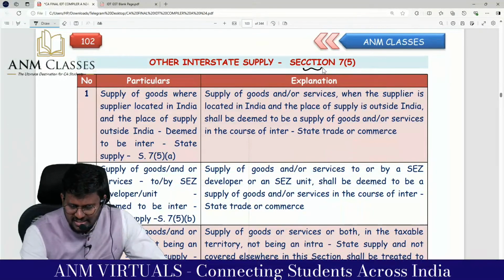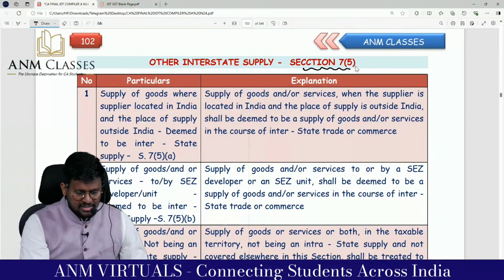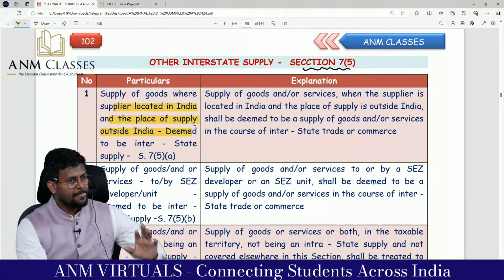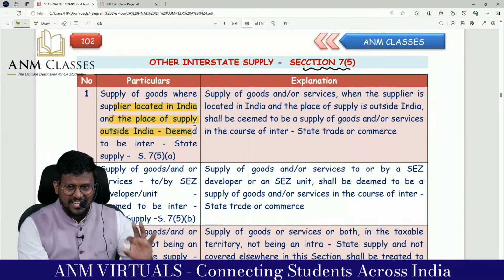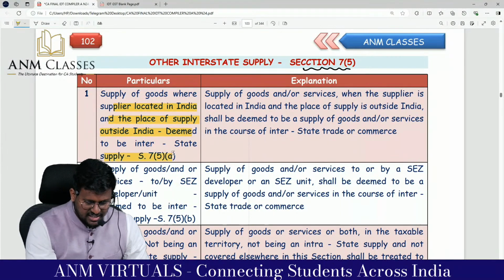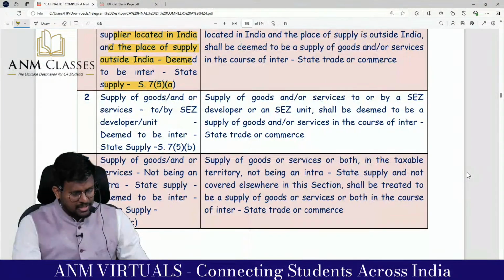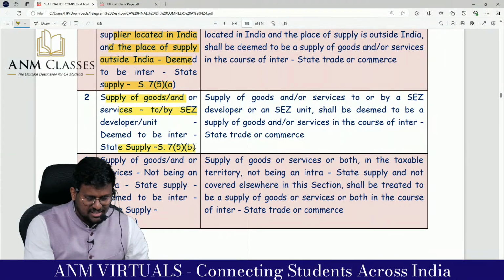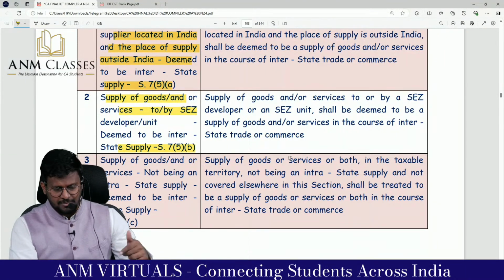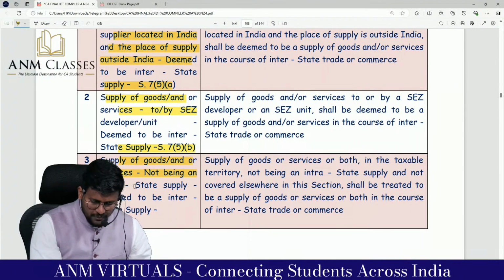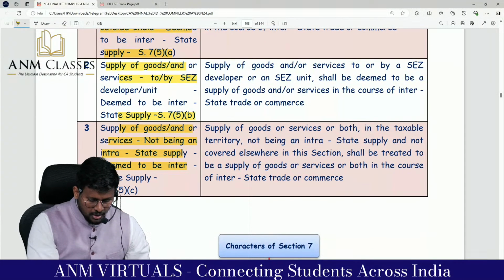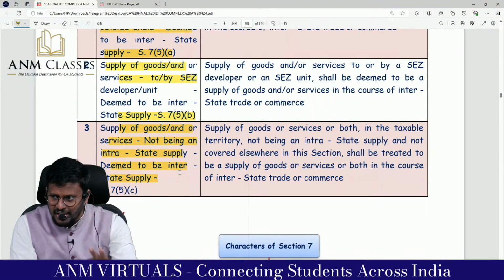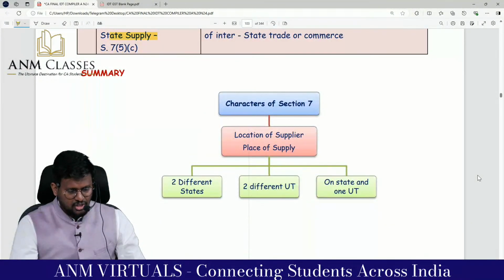We have other interstate supplies as per 7 subsection 5. Supply of goods where the supplier is located in India and the place of supply is outside India, that means it's an export. Whether it is export of goods or export of services, it is an interstate supply as per section 7 subsection 5. Supplying to or from an SEZ is an interstate supply as per section 7 subsection 5. Supply of goods or services not being an intra-state supply is deemed to be an interstate supply. Any supply which is not an intrastate supply is an interstate supply as per section 7 subsection 5.